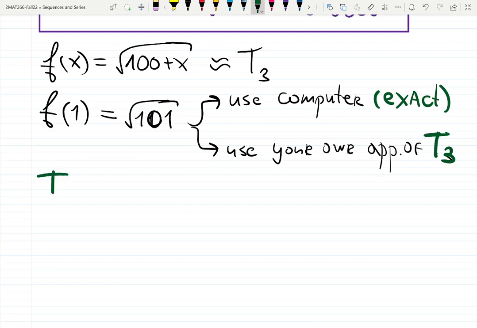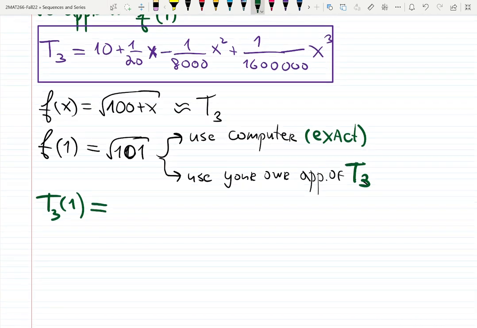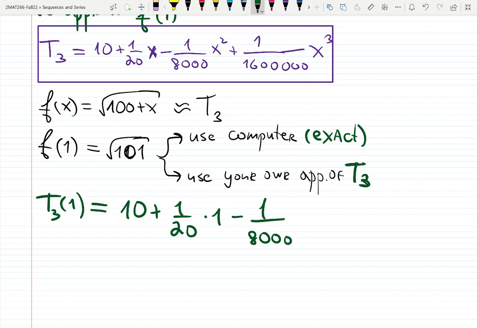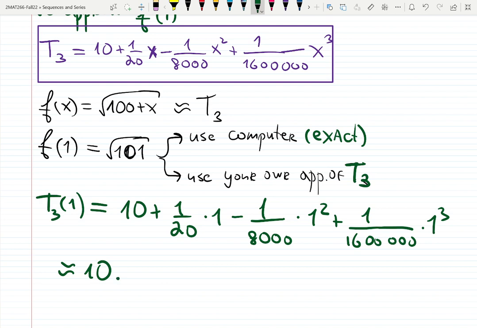We're going to plug 1 into T sub 3, the third power Taylor polynomial. It will be 10 plus 1 over 20 times 1 minus 1 over 8,000 times 1 squared plus 1 over 16,000 times 1 cubed. That is approximately 10 plus small numbers, because as you can see, each next number is getting smaller and smaller. So it's 10 plus some decimals.